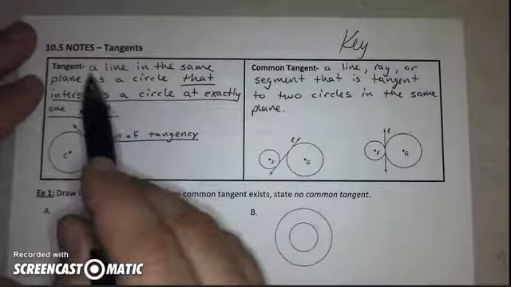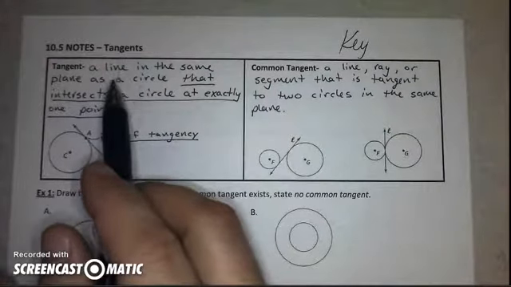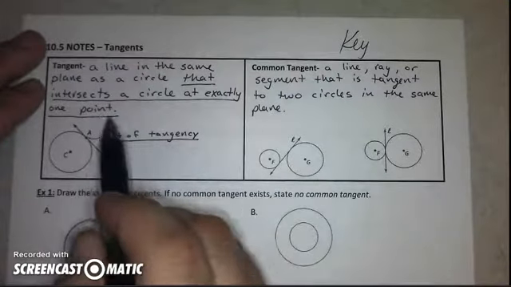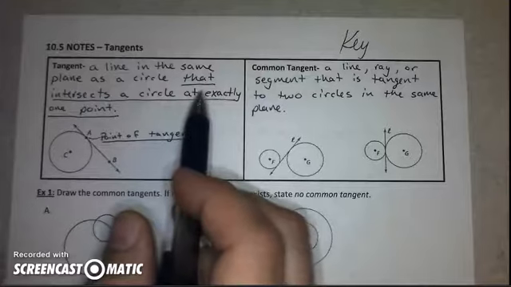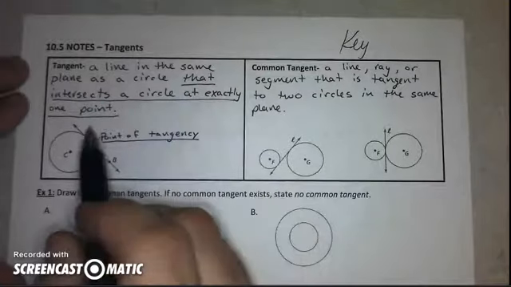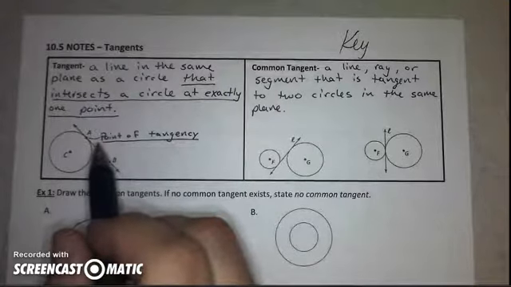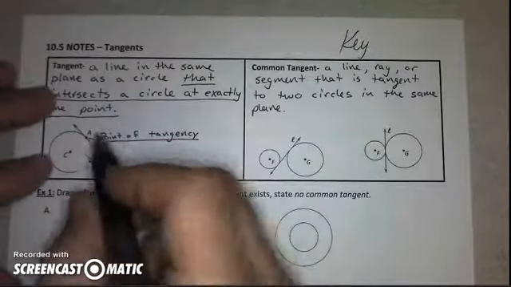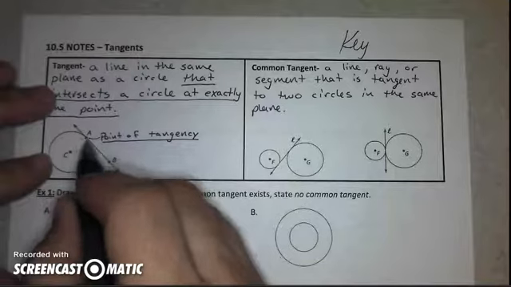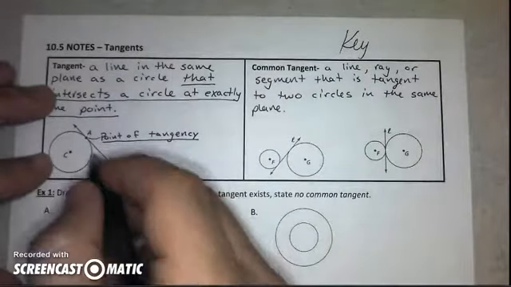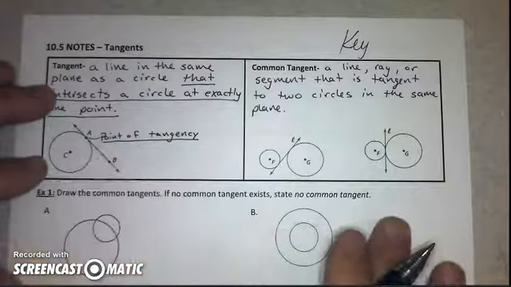Alright, we have a tangent, which is a line in the same plane as a circle that intersects a circle at exactly one point. The underlined part is the main part of the definition I want you to understand. Any line that only touches or intersects a circle at one point is called a tangent. And that point where the line touches or intersects a circle is called a point of tangency. So we would say that line AB is tangent to circle C at point A.